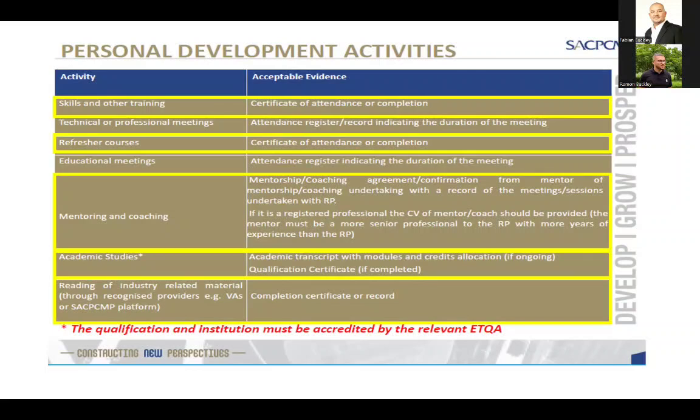So in terms of personal development activities, these are the much more easily attainable activities where you can, obviously, get the relevant CPD evidence that you require to have it uploaded.